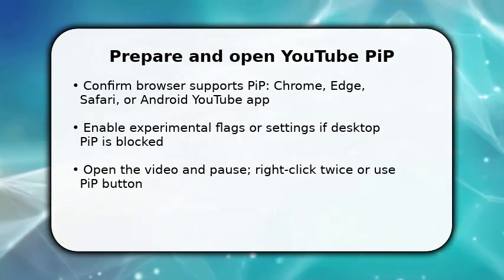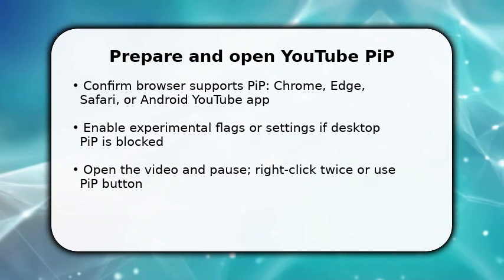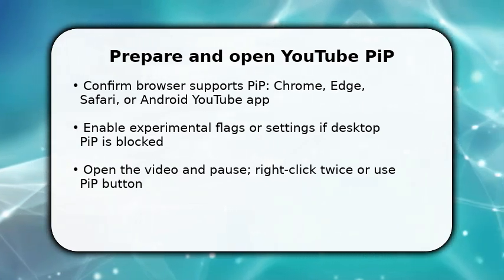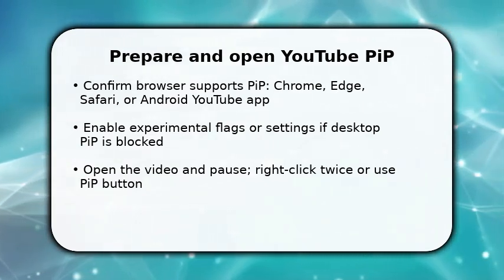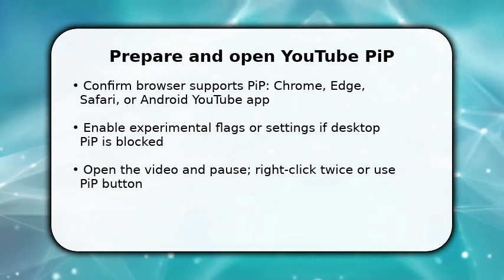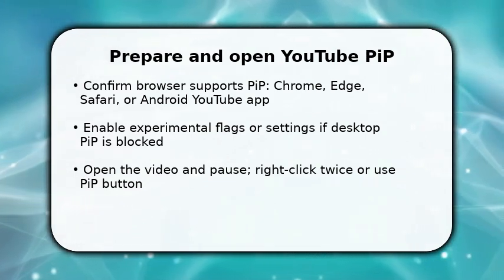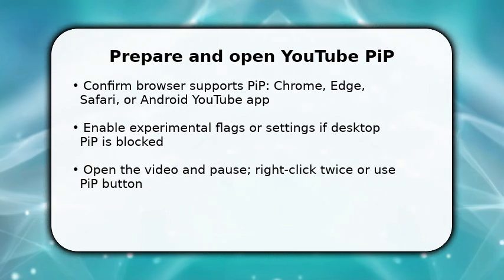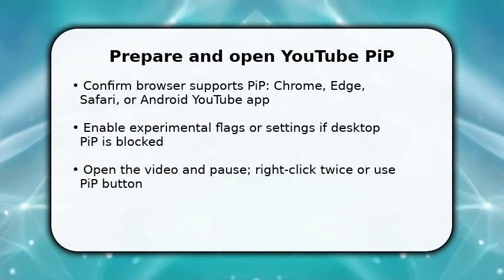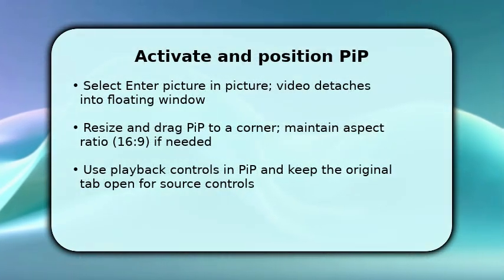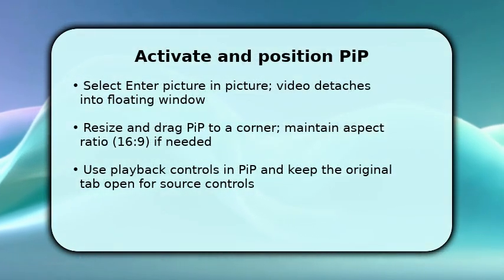Once enabled, right-click the video twice to expose the Pi-P option, or tap the Pi-P icon on mobile. You do this now because starting from a paused state avoids autoplay conflicts and ensures the small window positions correctly on your screen. Once you enter picture-in-picture, the video detaches into a floating window you can move.